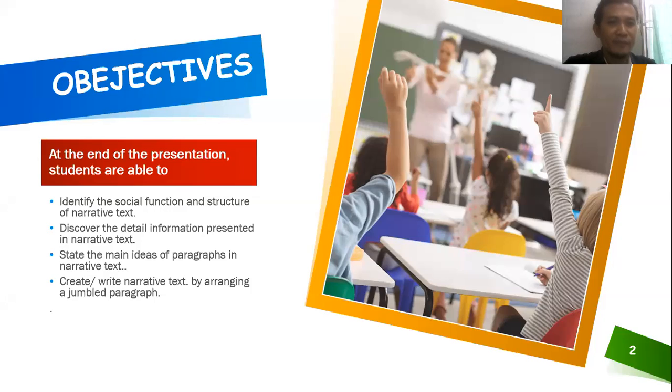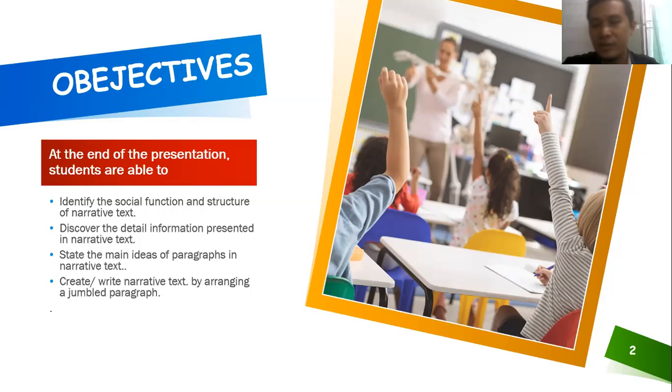Before we go further, I'd like to introduce the objective of our learning today. At the end of the class, you will be able to identify the social function and the structure of narrative text. You will also be able to discover the detailed information presented in the narrative text, finding the specific information that you read. And you will be able to state the main ideas of the paragraph in narrative text.